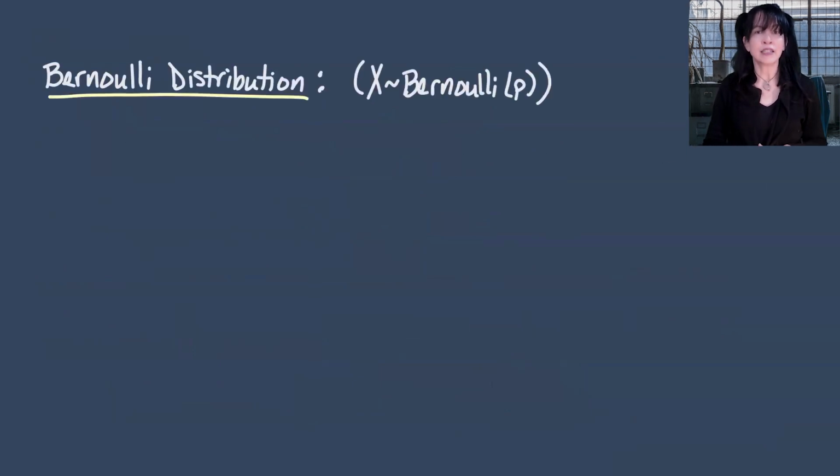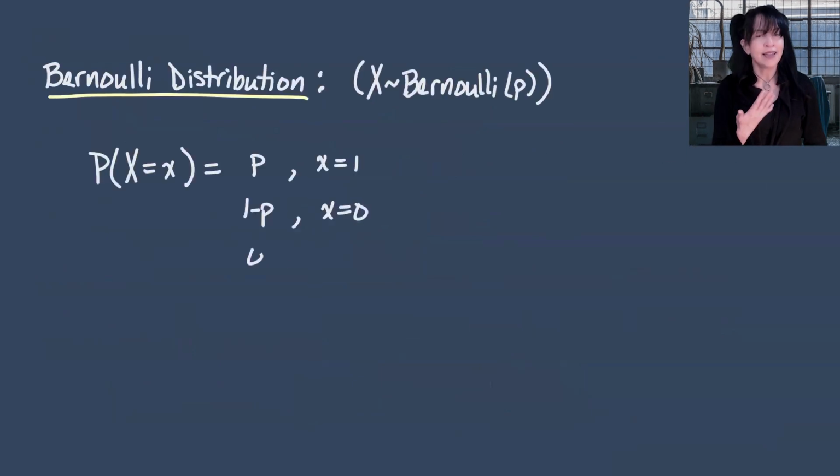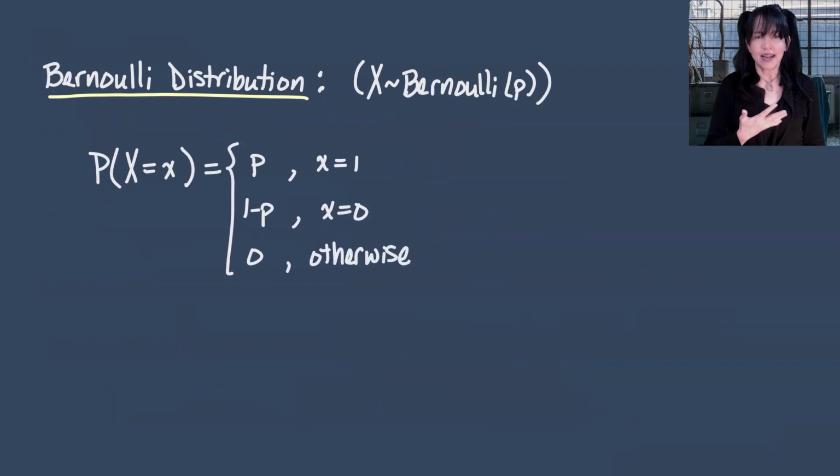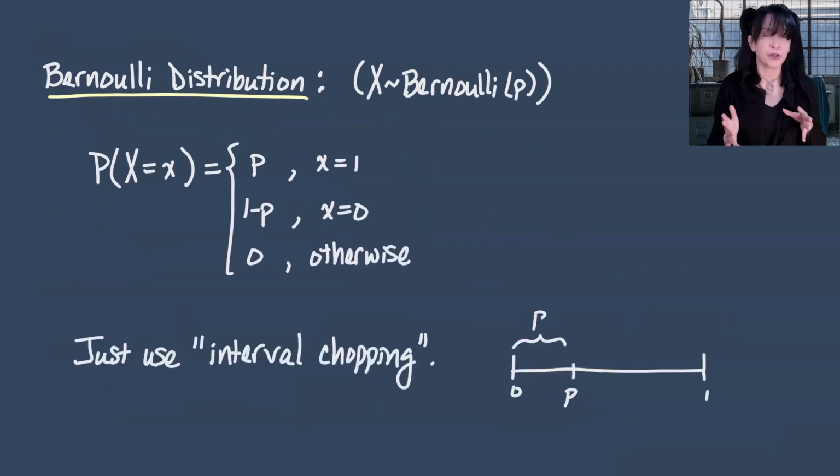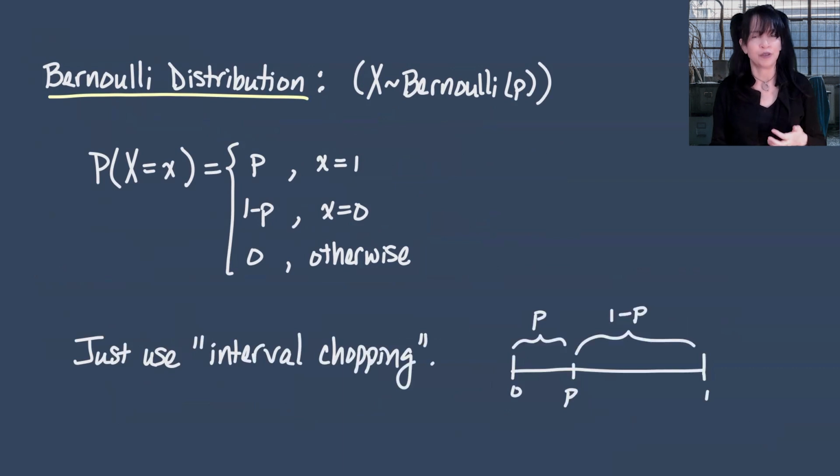So let's talk about a few other common distributions. The Bernoulli distribution, this one's going to be super fast. If x has a Bernoulli distribution with parameter p, this means that the probability that x equals 1 is p. The probability that x equals 0 is 1 minus p, and you don't get any other values. So you can just use simple interval chopping and break up the interval from 0 to 1 into an interval of length p and an interval of length 1 minus p. Grab a single uniform. If it's down here, output the value 1, and if it's up here, output the value 0. Super easy. Nothing new there.